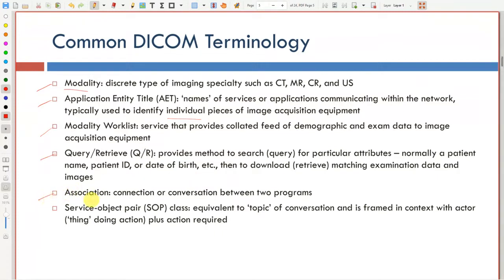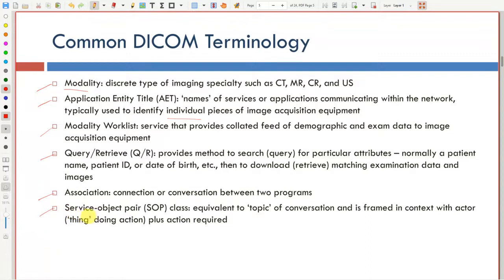You also have what's called an association. All these are very common DICOM terminologies. If you mention association in the context of DICOM, it means a connection or a conversation between two programs. So if you're communicating the image between your modality and the PACS system, for example, this is an association.